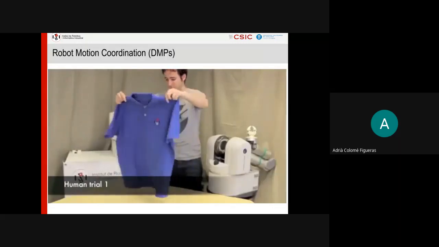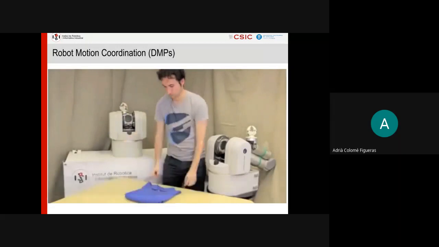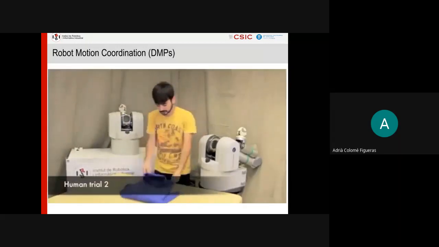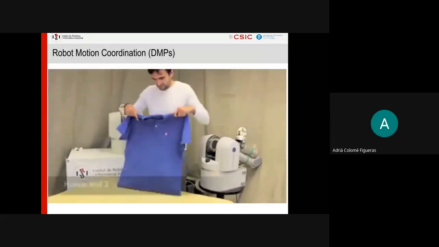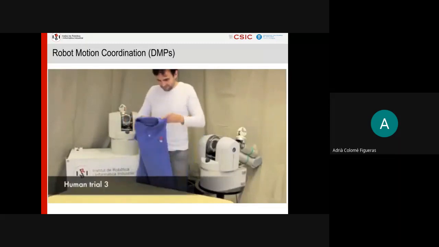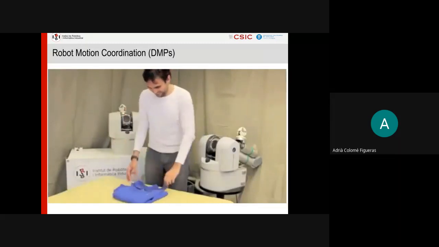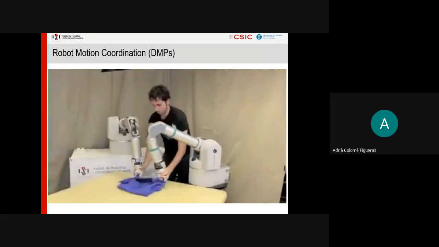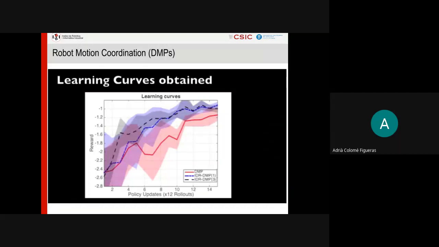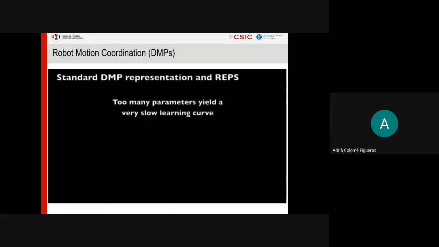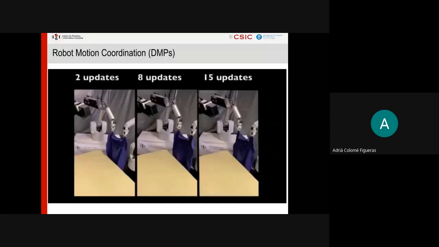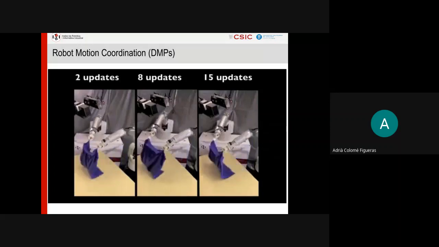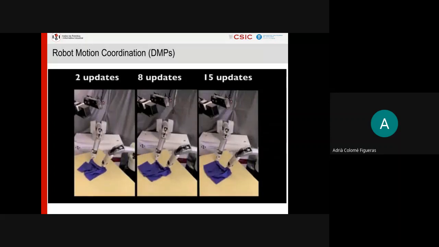So first we did some demonstrations to the robot, and we decided who was going to teach the robot. It actually turned out to be me, and we kinesthetically teach the robot. This was just one motion, so we devised the variance heuristically, and from there on, as I was mentioning, the standard method had too many parameters to explore, and was struggling a lot to improve the motion that it was learning.